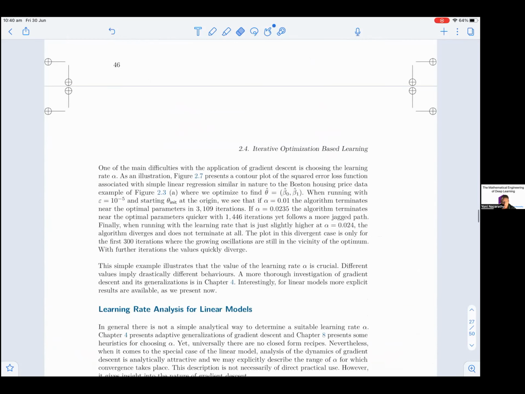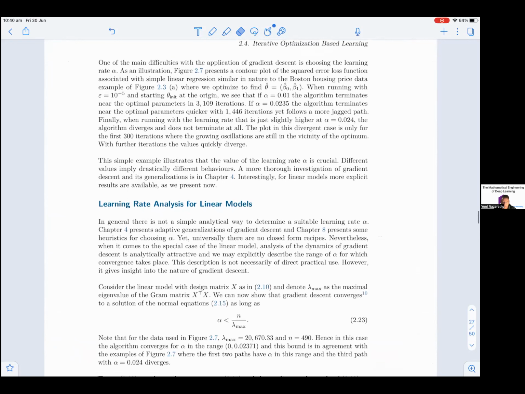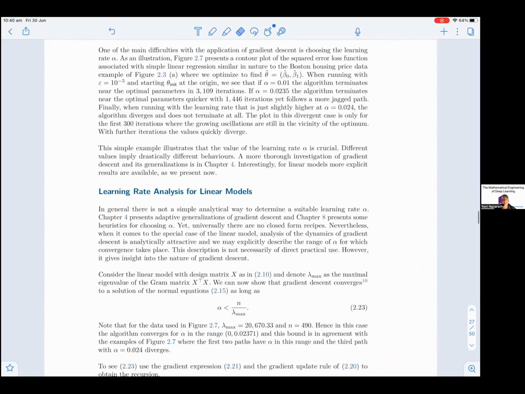One of the main difficulties with the application of gradient descent is choosing the learning rate alpha. As an illustration, figure 2.7 presents a contour plot of the squared error loss function associated with simple linear regression, similar in nature to the Boston house pricing data example of figure 2.3a, where we optimize to find theta hat, which is beta 0 hat and beta 1 hat. We could have also called this b and w, where w is only one-dimensional.